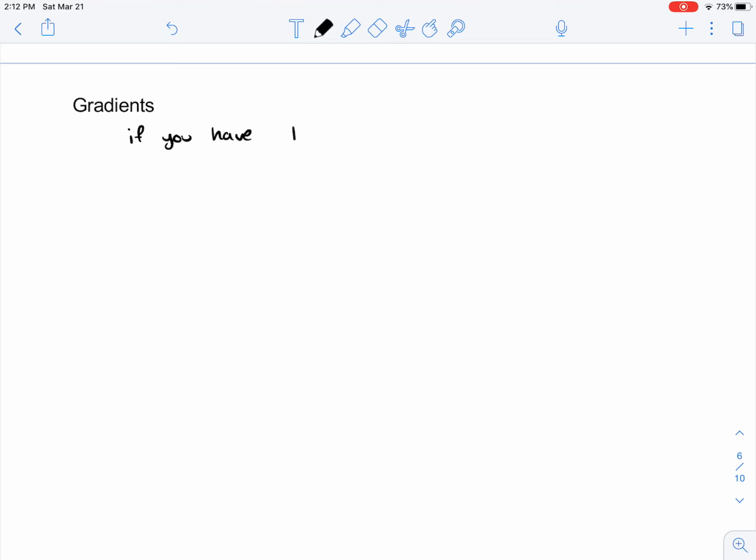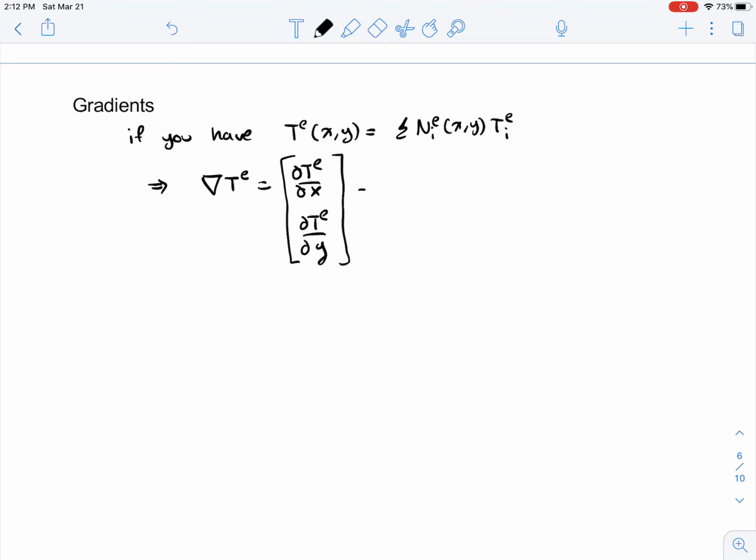So if you have the function directly in terms of xy, for example, for the temperature, the sum of the shape functions in terms of xy times the nodal values, then in that case, the gradient of the temperature, which is the partial of TE with respect to x and the partial of TE with respect to y, you can get that directly. So here you would get the sum of the partial of shape functions directly with respect to x times the nodal values, and then here the sum of the partial derivative of the shape functions directly with respect to y times the nodal values.